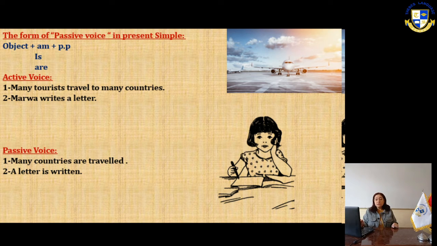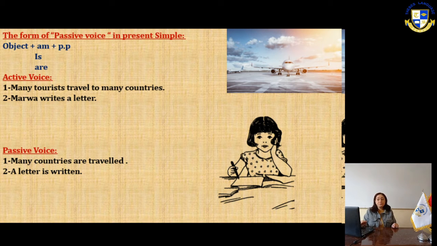Many tourists travel to many countries. Passive of this, you have to tell me that many tourists is subject, travel the verb, to many countries, of course, we can consider it as the object. So we have to begin with the object saying many countries. Then, which tense are we going to write verb to be in? Travel, it's present simple. So you have to use verb to be in the present simple, which is am or is or are. Many countries, of course, would take are. Then the past participle of the verb travel would be traveled. So many countries are traveled. A letter is written. Marwa writes a letter. It would be a letter is written.